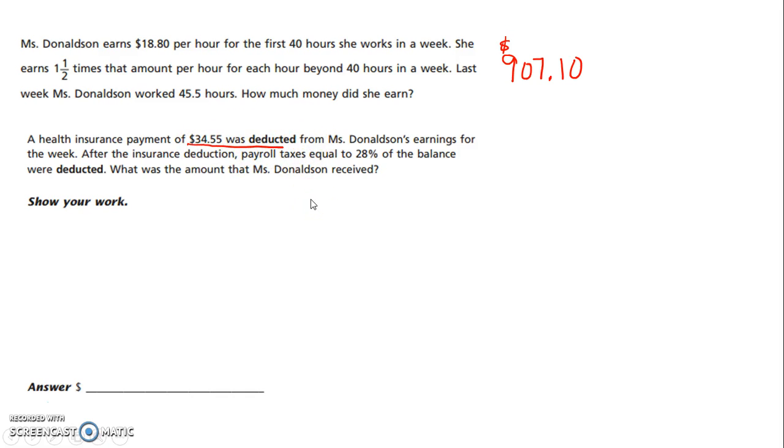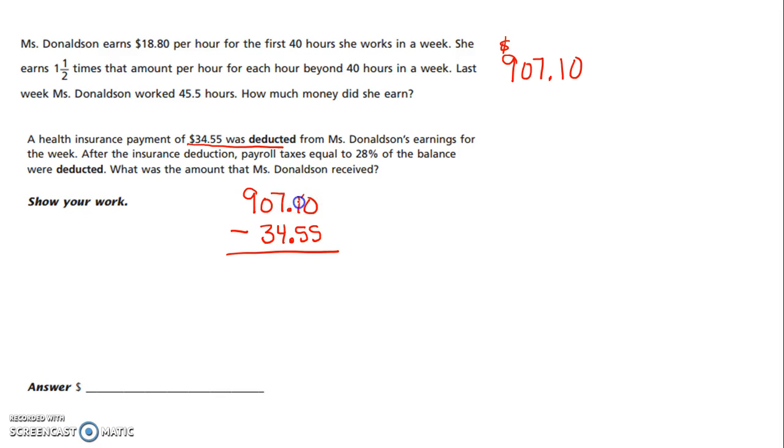Super. And then after you take away that health insurance, you get to pay taxes on the money you earn. And they're saying the taxes equal 28% of the balance, and you have to deduct those taxes. Good times. What's the amount you actually bring home? First of all, you take your original amount you make, you deduct off what you pay in health insurance, and that'll give you the balance that you'd bring home if you didn't have to pay taxes, but you do.